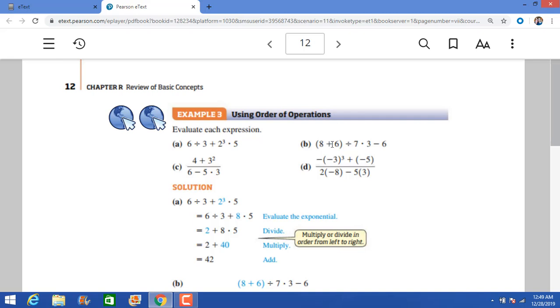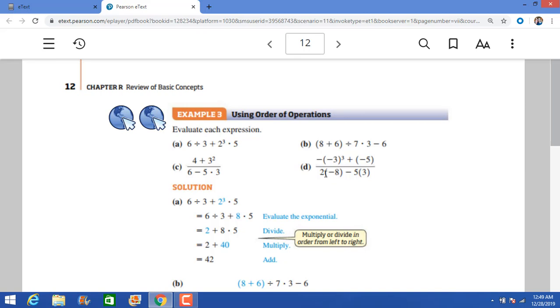So now, okay, what do we got? We're going to do the top first. So we've got negative 3 cubed. So this is negative 3 times negative 3 times negative 3, which is going to give us negative 27. But we're going to take the negative of that. So that's going to give us positive 27. Then we're going to do positive 27 plus a negative 5, which gives us a positive 22. So we got a positive 22 on the numerator.